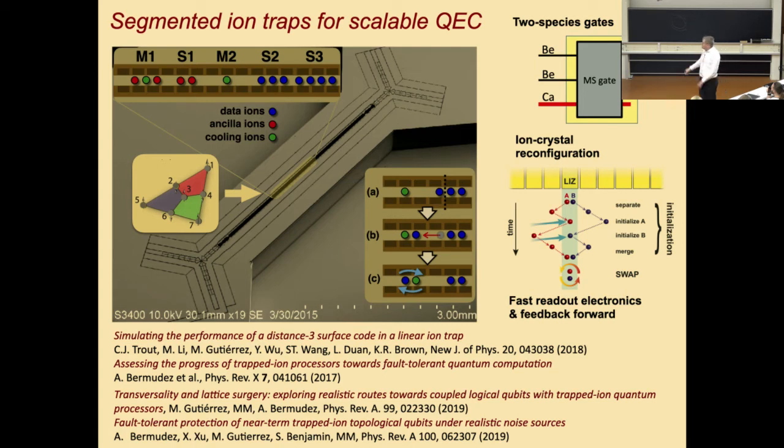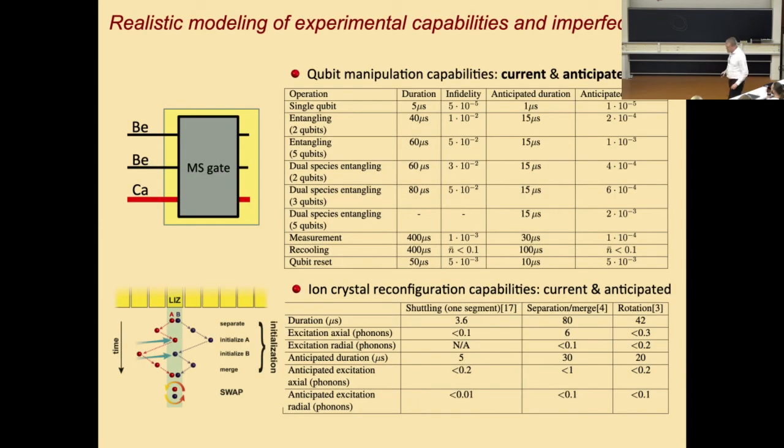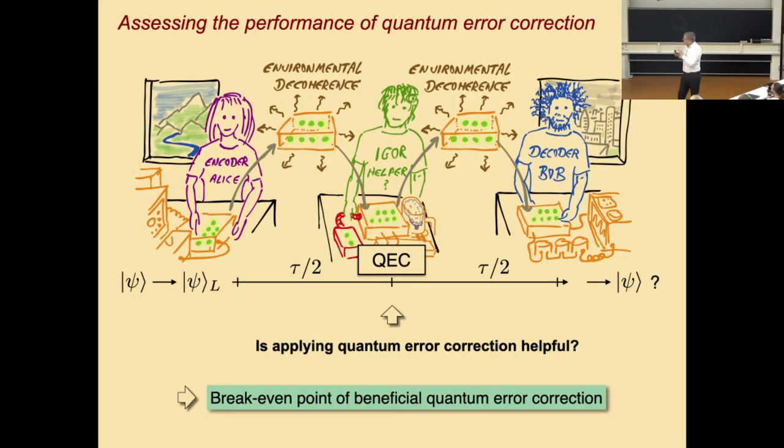What we did is some modeling of this experimental architecture, really looking into the details that go beyond these simple noise models that I explained, where one takes into account the phonon degrees of freedom, so that the ions get hot when you move them around, and other kinds of experimental imperfections, the durations of these operations, and so on. And we did some simulations to essentially work out whether or not quantum error correction is helpful. This is summarized here in this cartoon.